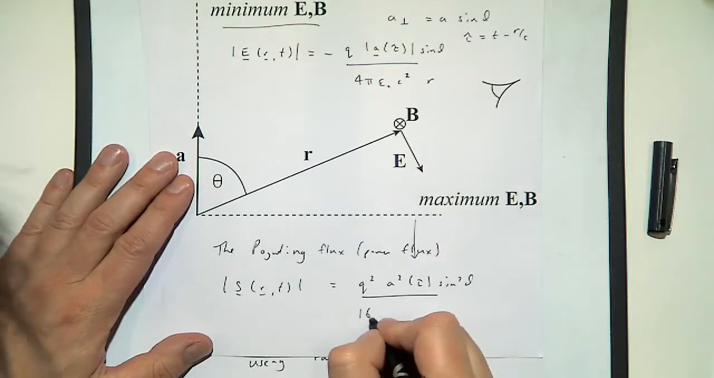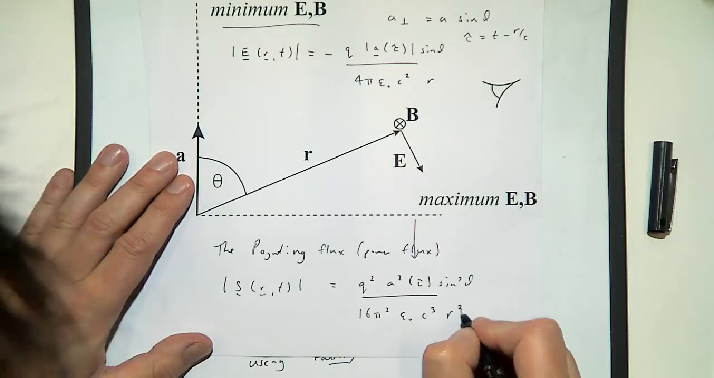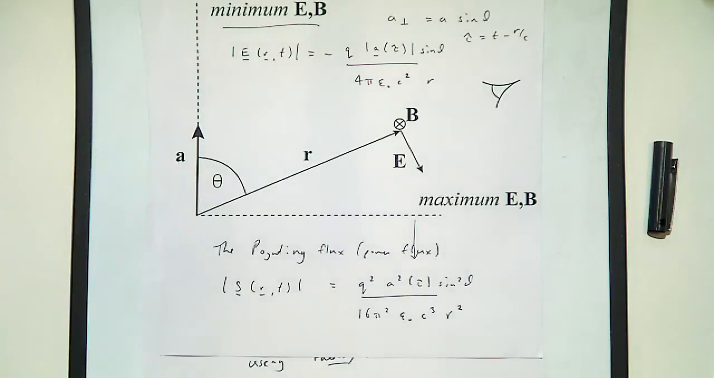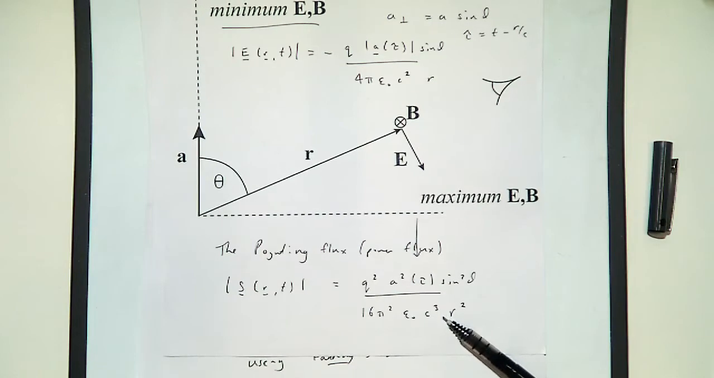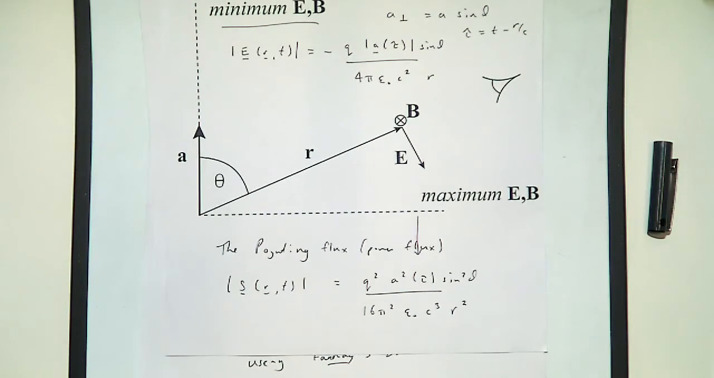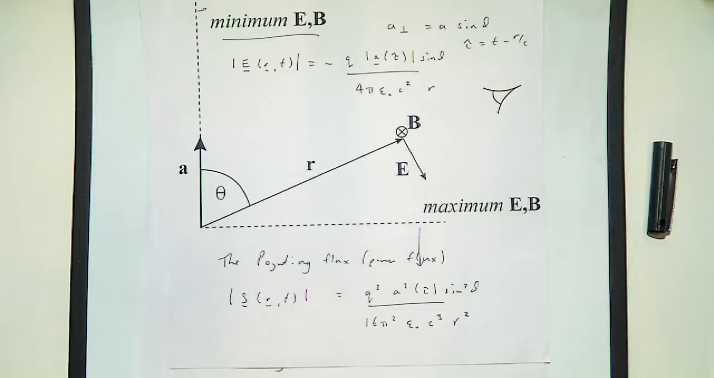So I've got 16 pi squared epsilon naught c cubed r squared. The only thing that's appeared that's extra is that it should be c to the 4th, but because the magnetic field is c times less than the electric field, it's only c cubed. Let me just check that. A couple of typos in my own notes. No, that's correct. The right way around.